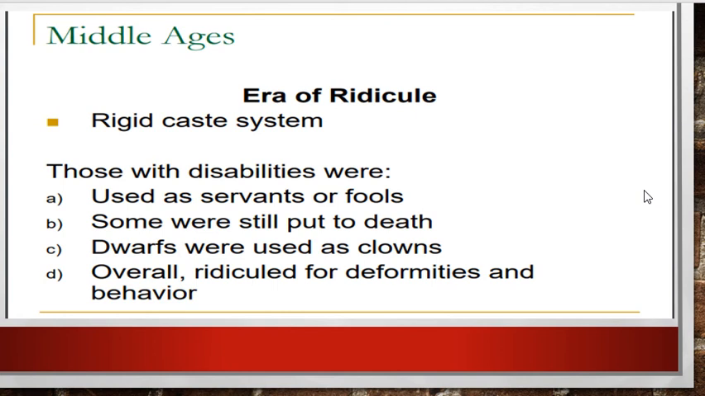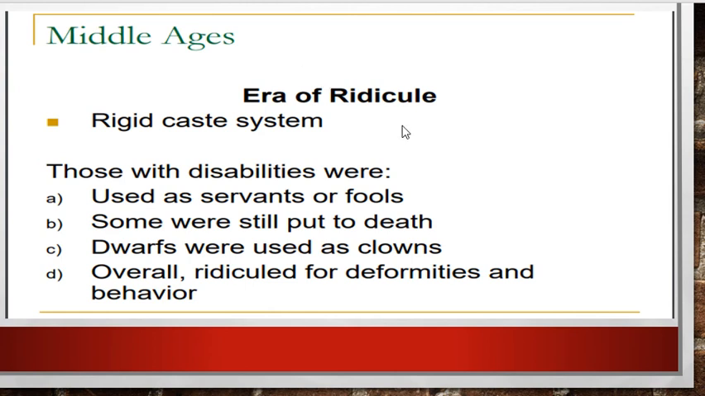Why? Kasi nga, from time to time, to show people that you are in power, you need to kill someone. So that's why yung mga persons with disabilities, sila yung ginagamit para parang target shooting. Parang gano'n. Sila yung pinapatay. Dwarfs were used as clowns. Overall, they were ridiculed for their deformities and behavior. Kasi nga, di ba, these people are special. So, what do you expect? Some of them would look funny, some of them would not look good.